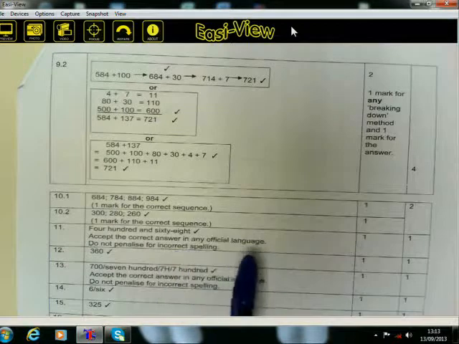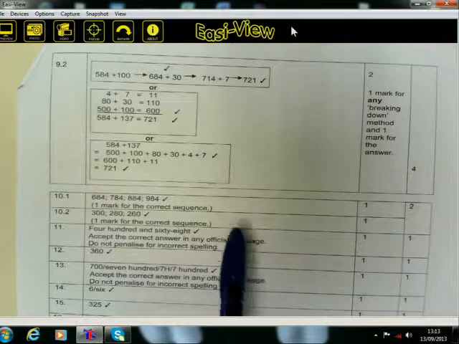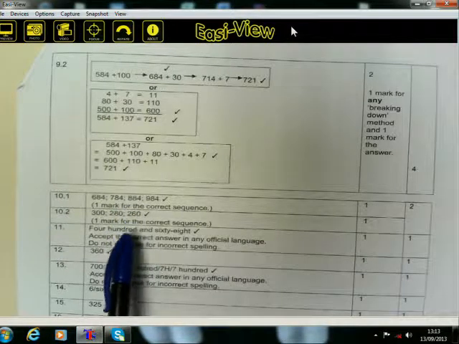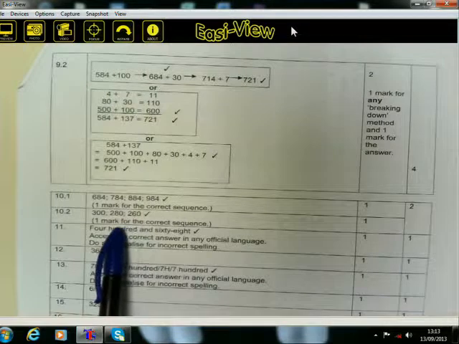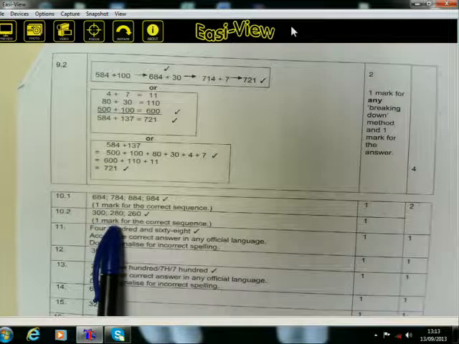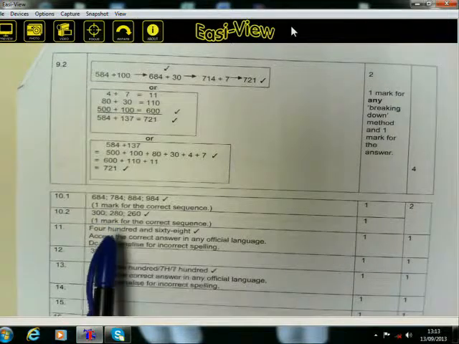10.1 is count forwards in hundreds. 1 mark for the correct sequence. 10.2, it's counting backwards in 20s. That will be 300, 280, 260, and 1 mark is allocated there for the correct sequence.